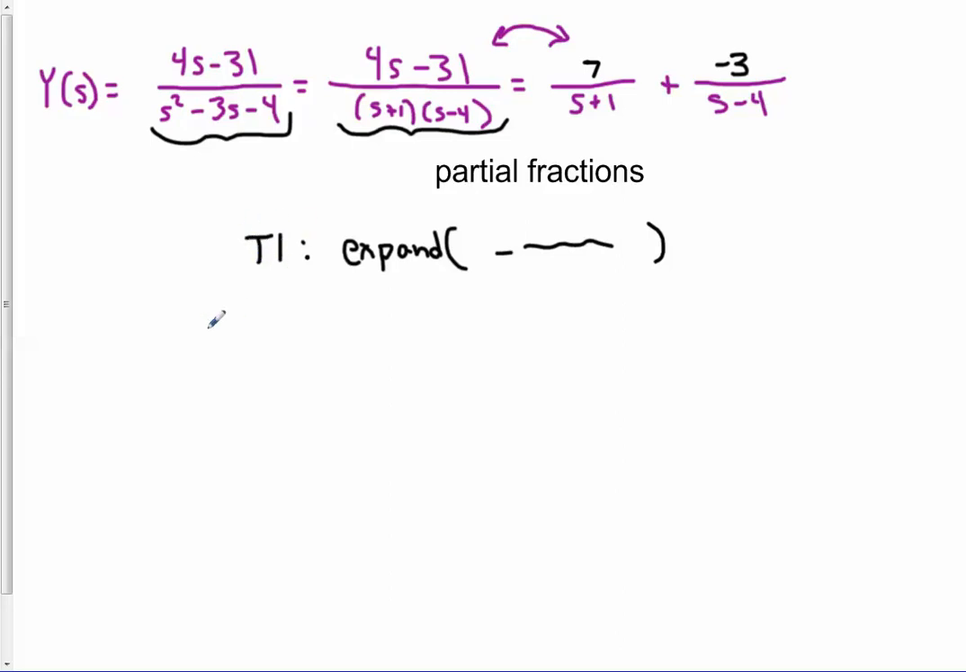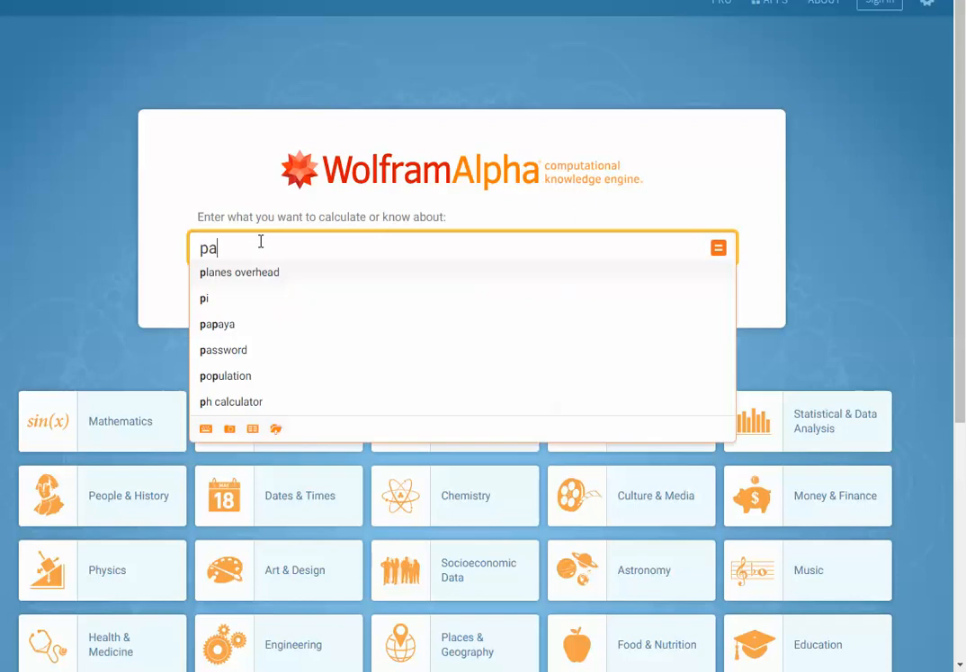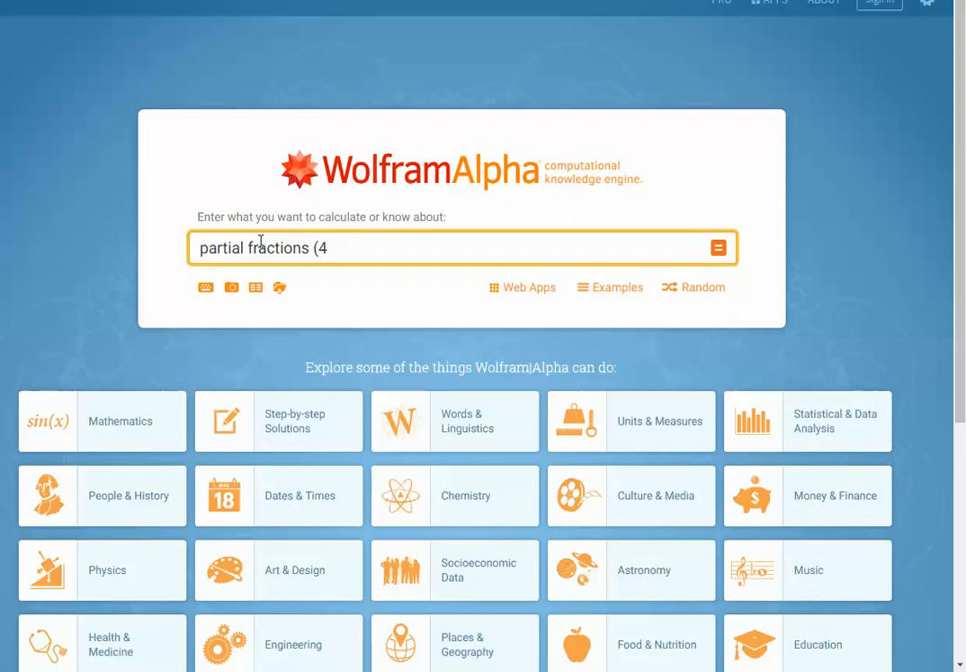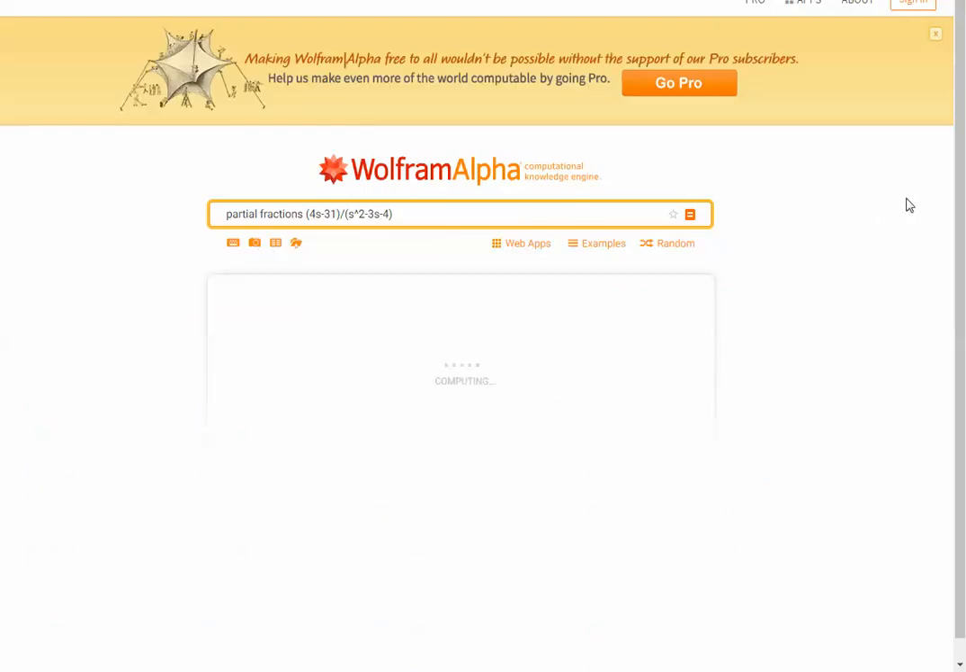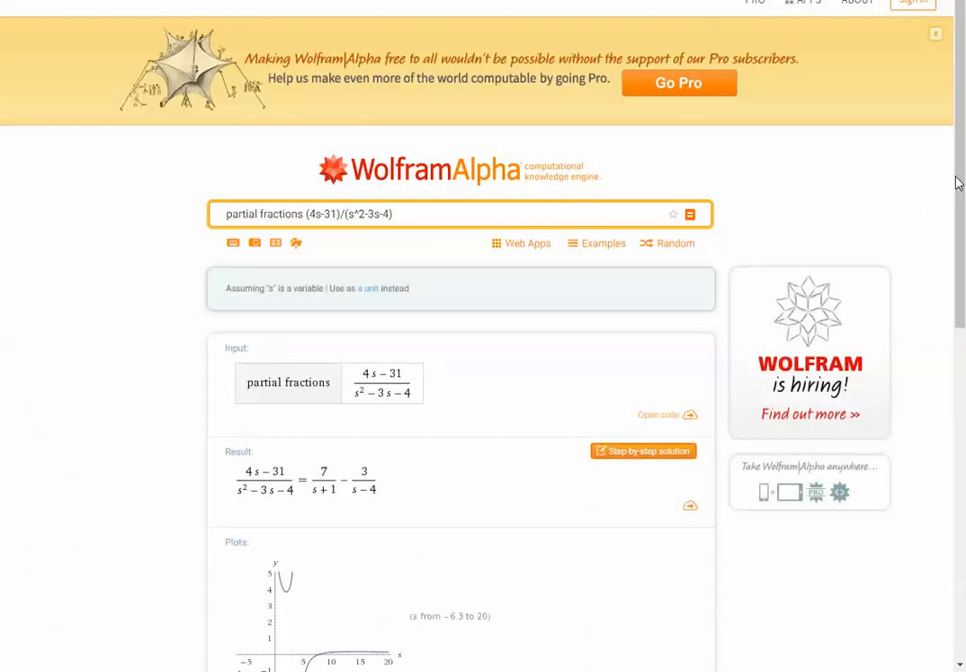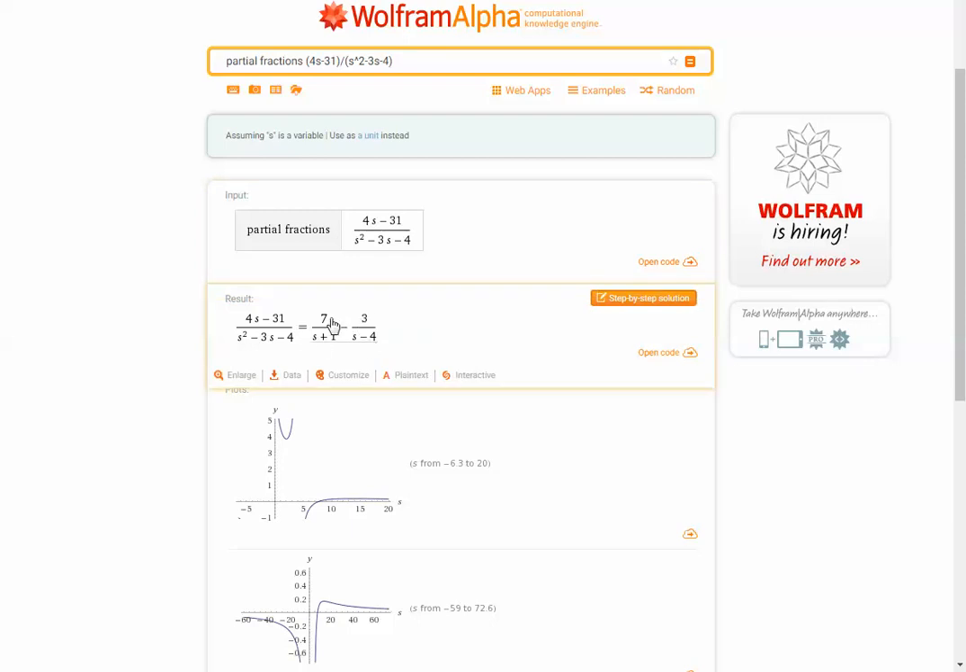Besides TI calculators, let me just say that also Wolfram Alpha will do this. And I can show you this. You actually type partial fractions, and then you put in the formula. So for us, it would be 4s minus 31 divided by s squared minus 3s minus 4. And here you see it.